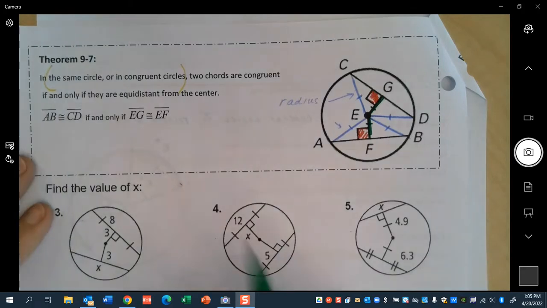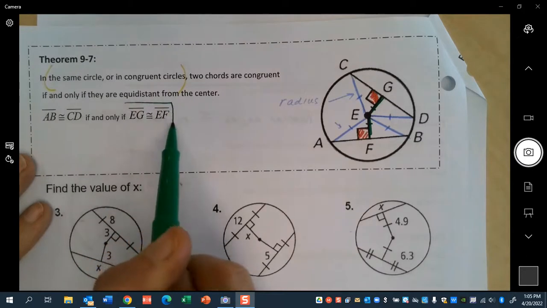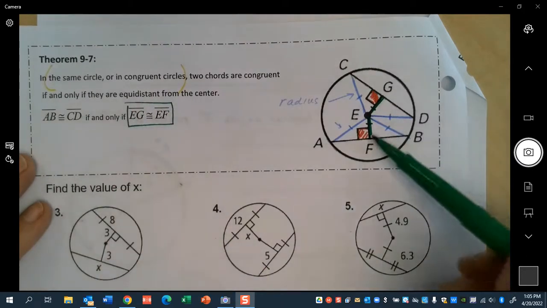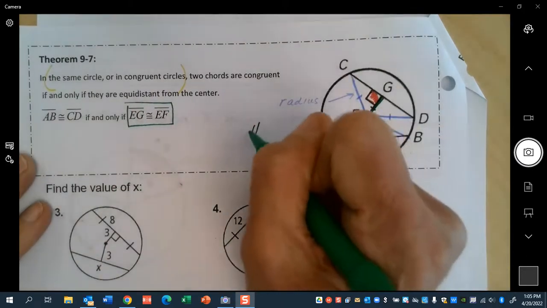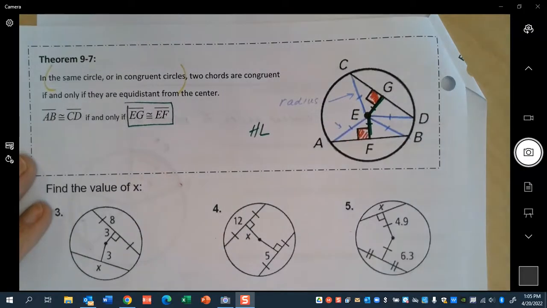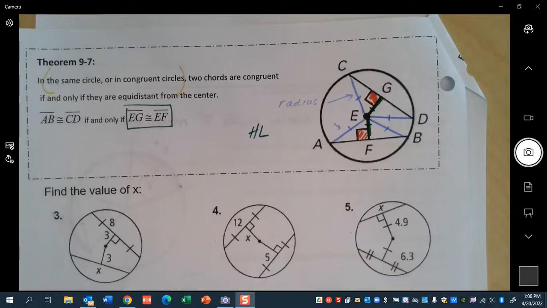What did they give me was congruent? Does that look like a hypotenuse leg? Yeah? Look how we keep reviewing. It's like the SOL is coming up or something. Leg, hypotenuse, right angle, four congruent triangles.